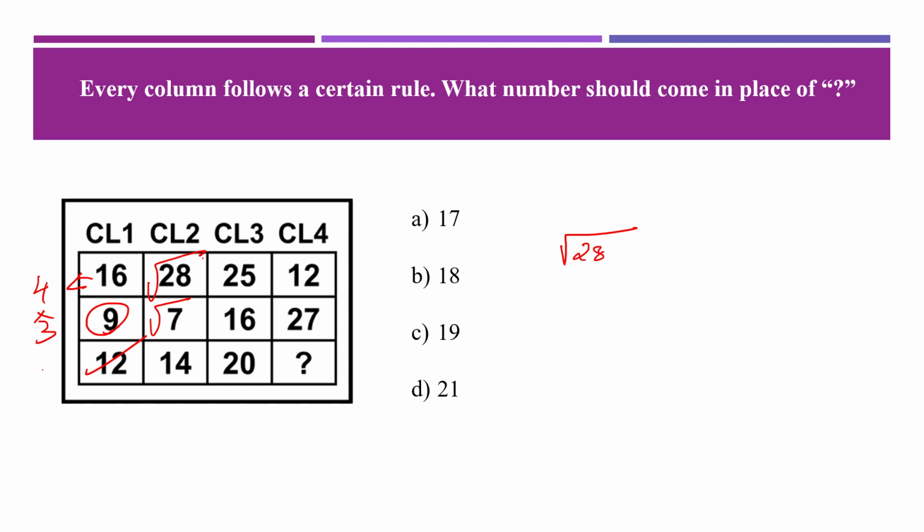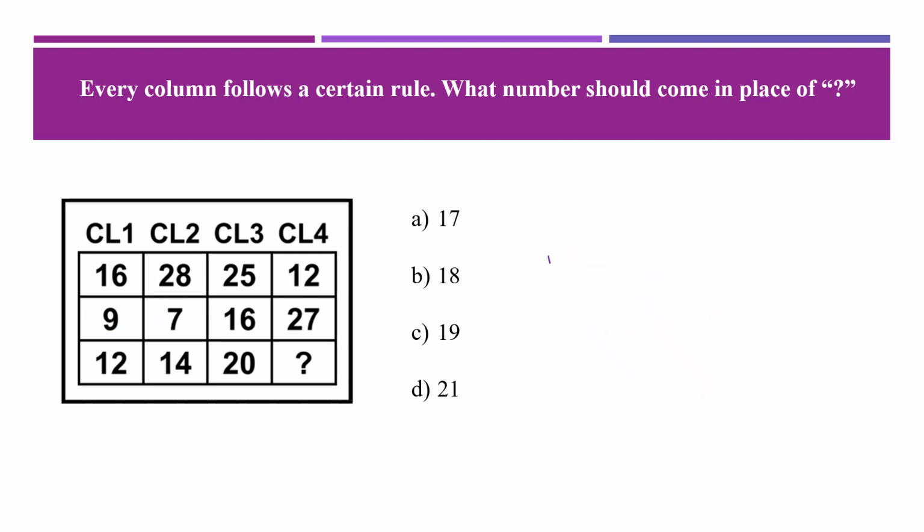Square root of 28 times 7 can be written as 2 times 2 times 7, times this 7 as it is. So by grouping it, I have 2 times 7, which is 14. Yeah, I got the trick.